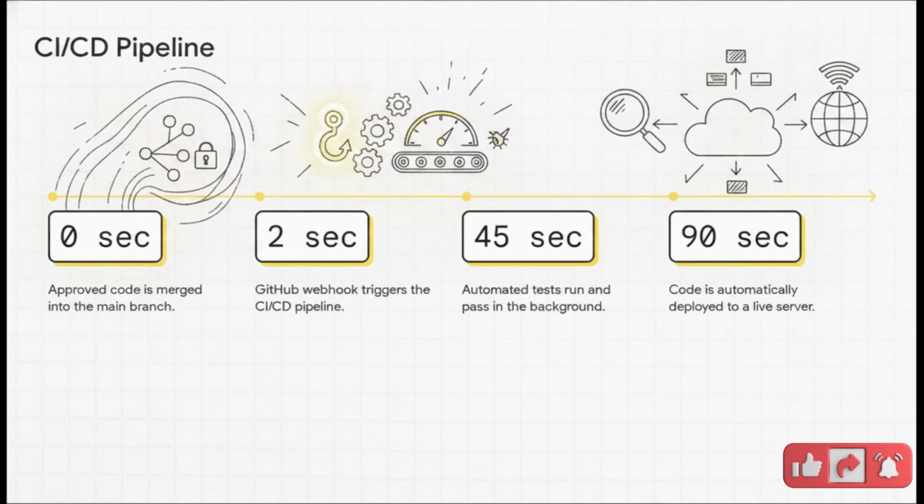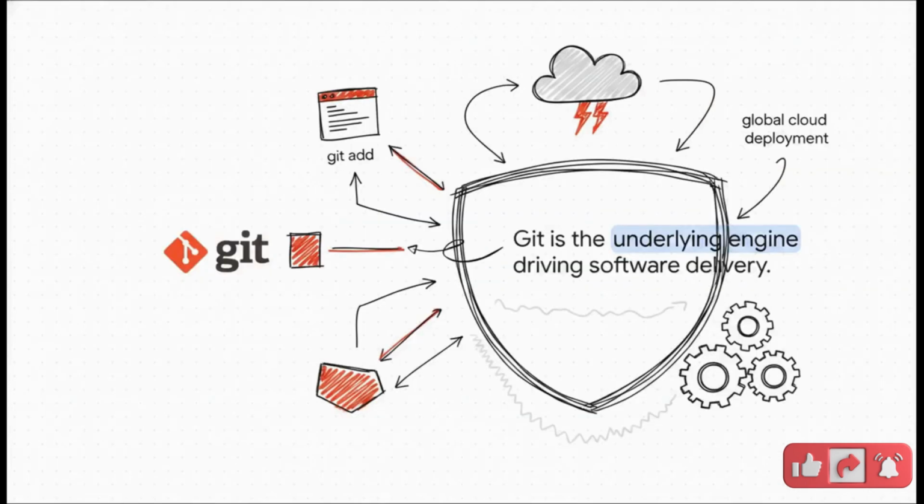That merge event acts as a massive trigger. Instantly, at 0 seconds, the code is merged. Barely 2 seconds later, a GitHub webhook fires off, kicking off a continuous integration and continuous deployment, or CI/CD pipeline. At 45 seconds, automated tests are grinding in the background to guarantee your new feature hasn't broken anything else. And by 90 seconds, platforms like Vercel or GitHub Actions have automatically taken that code and deployed your application to a live server. Your local terminal changes are now live to the entire world. How cool is that?